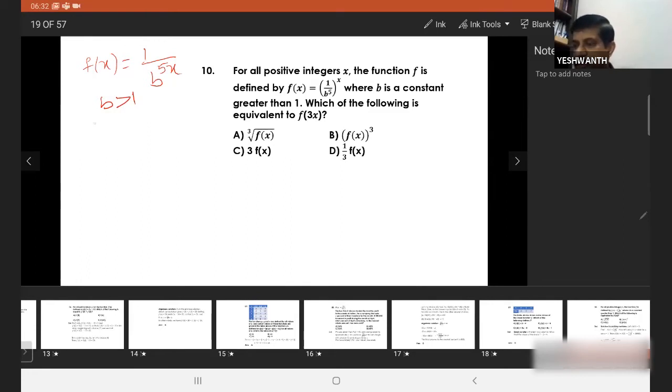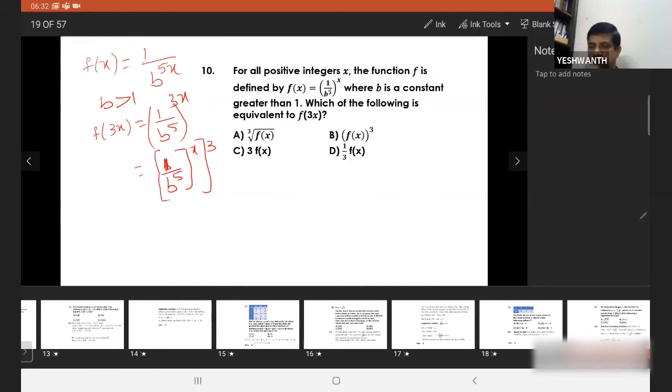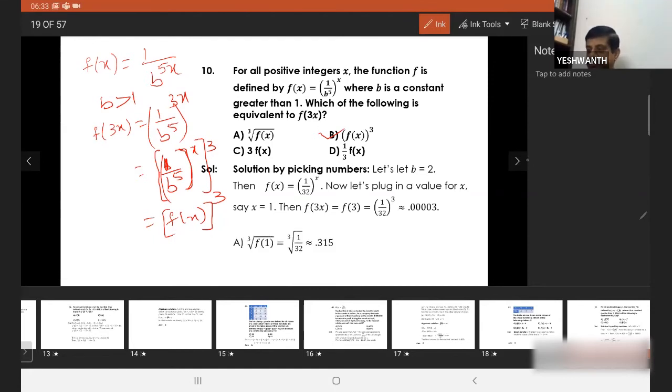He gave this. So f of 3x is 1 by b power 5 whole power x whole to the power of 3. So this can be written as 1 by b power 5 whole power x into 3. 3x can be written as x into 3 or 3 into x, it's all same. So this is nothing but f of x whole to the power of 3. The option is B. Please note it fast. So we don't need to check with the numerical values, directly we can get.